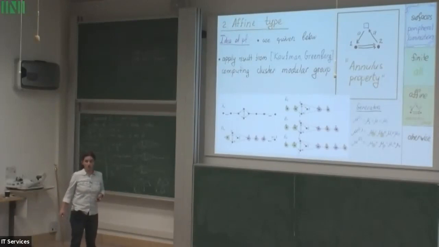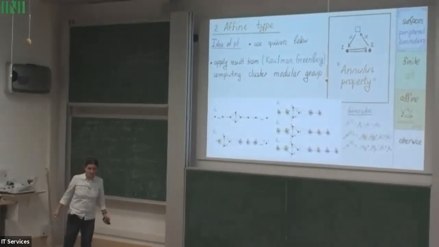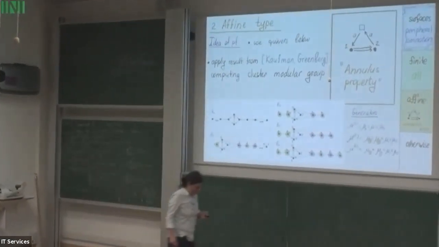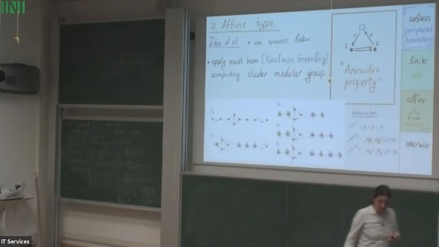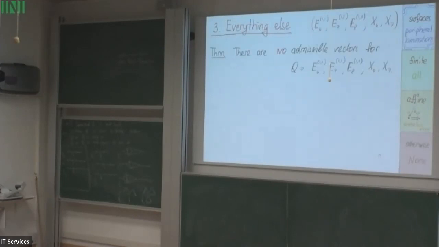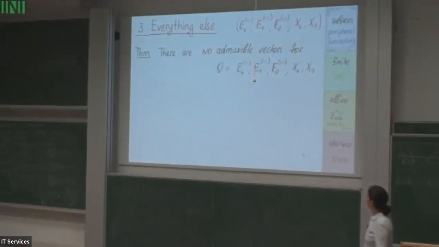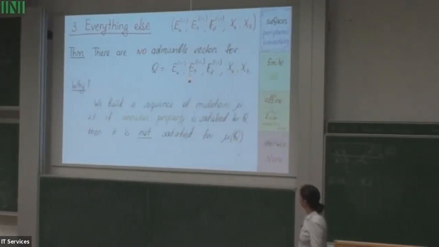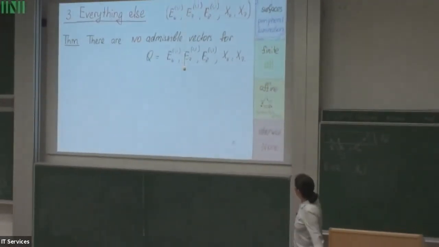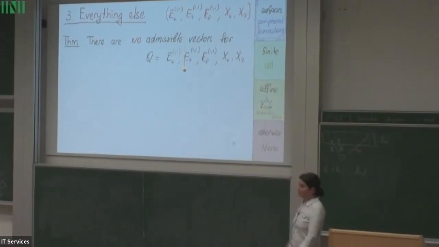So you just need to satisfy the annulus property, and then you are done. Okay, so the next thing we need to check is everything else. And this everything else is short because there are no admissible vectors at all for everything else.